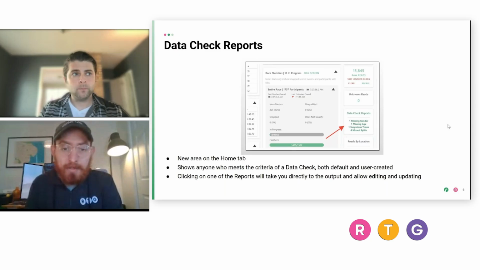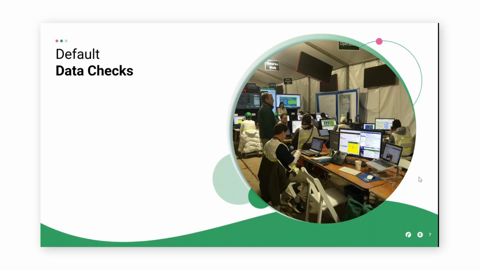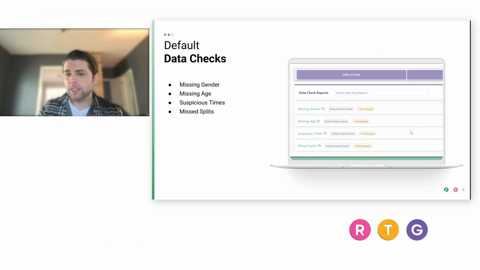Additionally, if you click the header, the words data check reports, it'll bring you all the way over to the data check reports page where you can access all of them. This will only show you data check reports that actually have participants in them. As of the time of this webinar, we have four default data checks: missing gender, missing age, suspicious times, and missed splits.